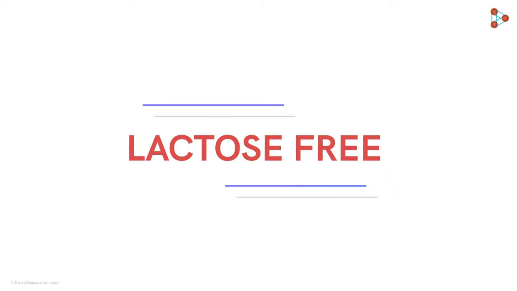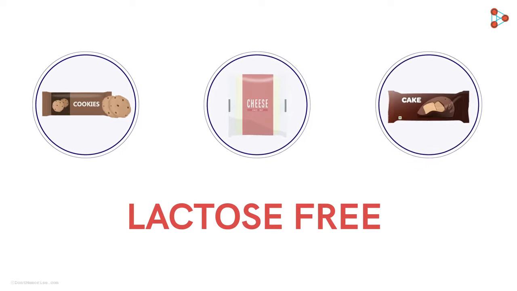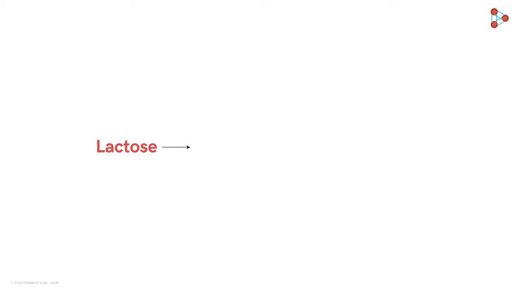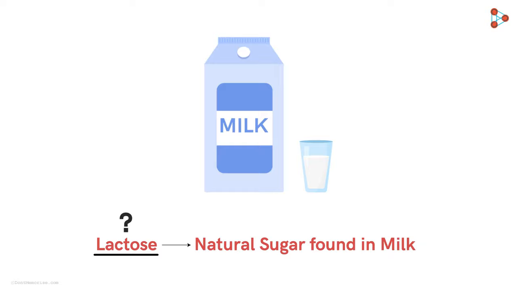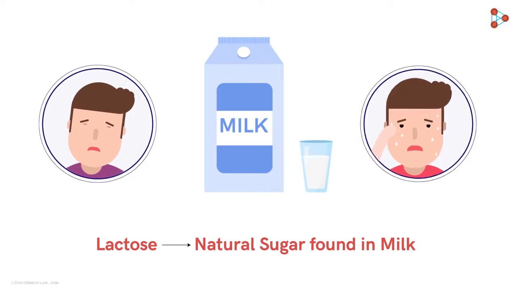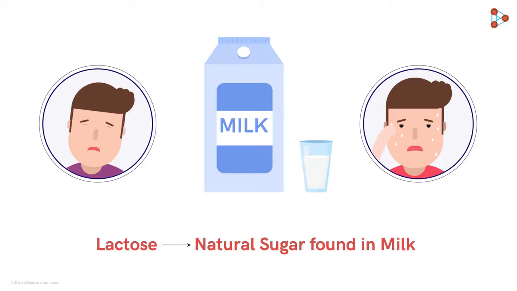Lactose-free. This is a common tag which is found on many food packets these days. Lactose, as we know, is a natural sugar found in milk. But why should we get rid of lactose? That's because many people have a peculiar intolerance towards this natural sugar. However, lactose-free products were not an option until a few years back.